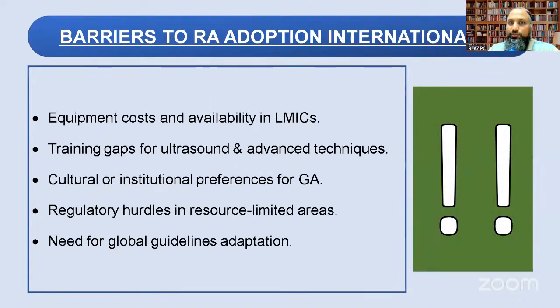The barriers to regional anesthesia adoption internationally are the equipment cost and availability in low to middle income countries. There are training gaps for ultrasound and advanced techniques. There is a cultural or institutional preference for general anesthesia. There are regulatory hurdles in resource-limited areas, and there is a need for global guidelines adaptation on regional anesthesia.